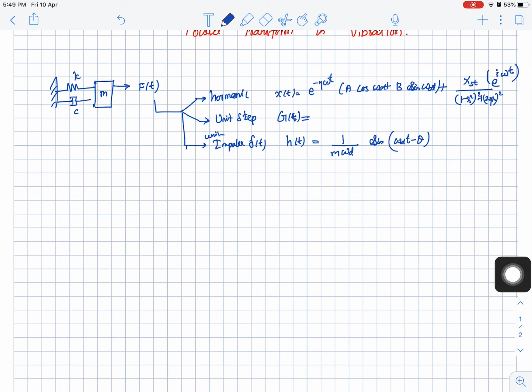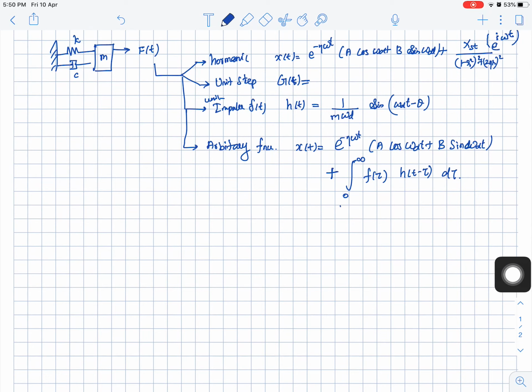Then we have seen for arbitrary wave. So arbitrary function, so what will be the x of t? So x of t will be e power minus neta omega t, which is homogeneous part of solution, plus that convolution integral, which is 0 to infinity, so which will be f of tau into h of t minus tau into d tau. So this part is called convolution.